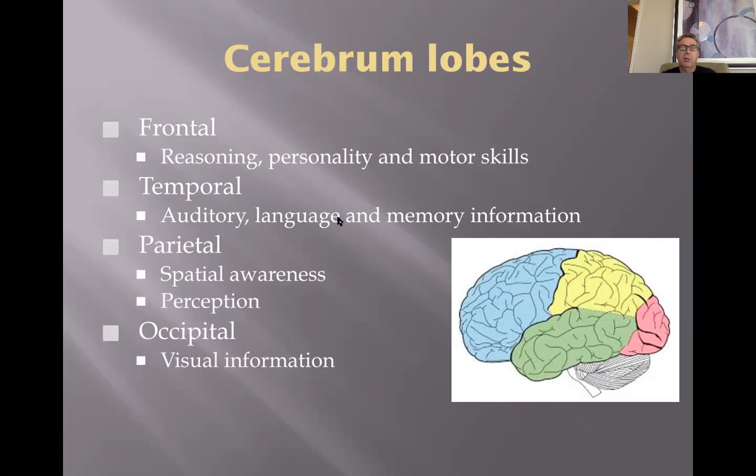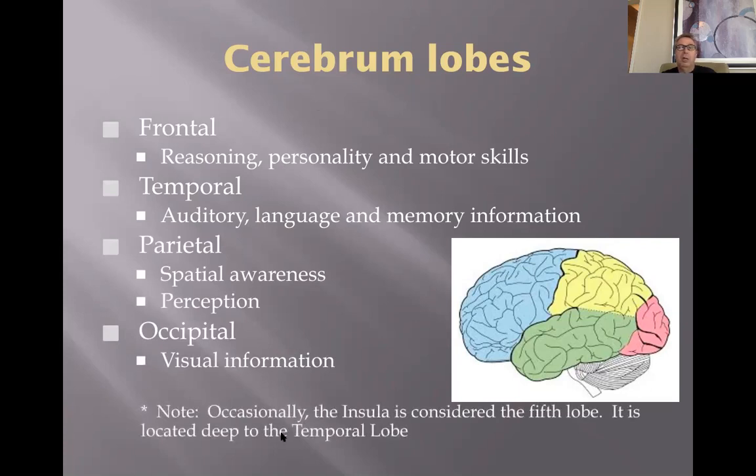All right, so those are the cerebrum lobes, and we haven't talked about the bottom gray area, which we will later. So this is just a side note. Sometimes, depending on whom you speak with or read about, the insula could be considered the fifth lobe. It is located deep between the temporal lobes.